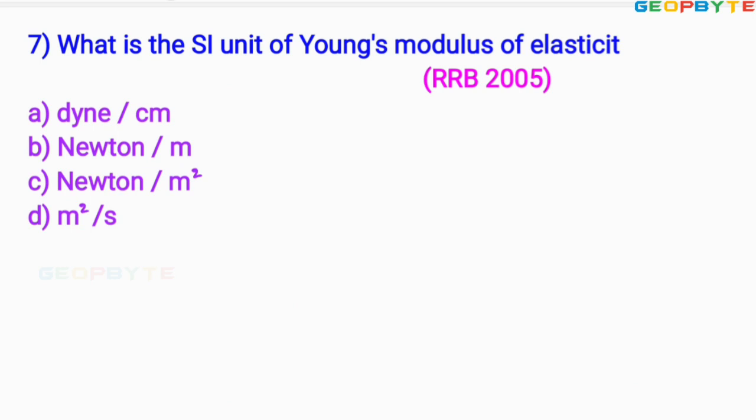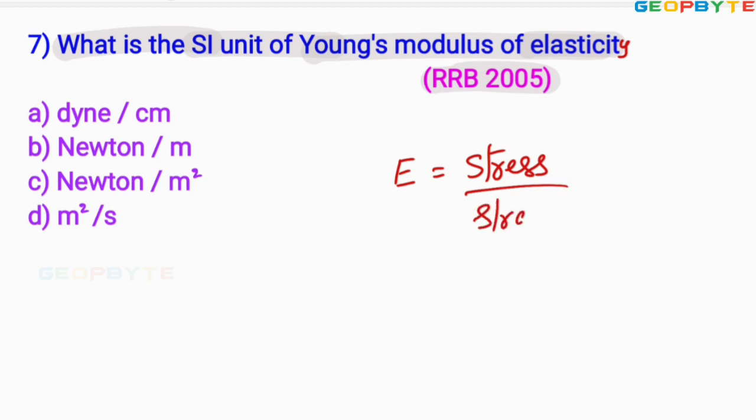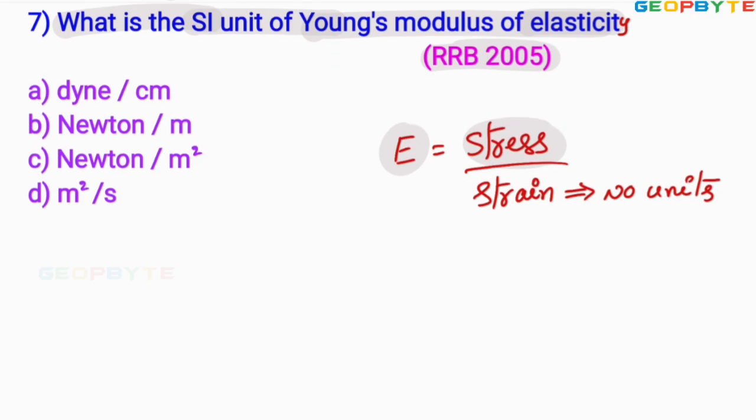Look at the seventh problem asked for RRB in 2005. What is the SI unit of Young's modulus of elasticity? Young's modulus or modulus of elasticity, denoted by E, is equal to stress by strain. The ratio between the stress and strain is called Young's modulus. Strain has no units. Since strain has no units, stress unit and Young's modulus unit both are identical.